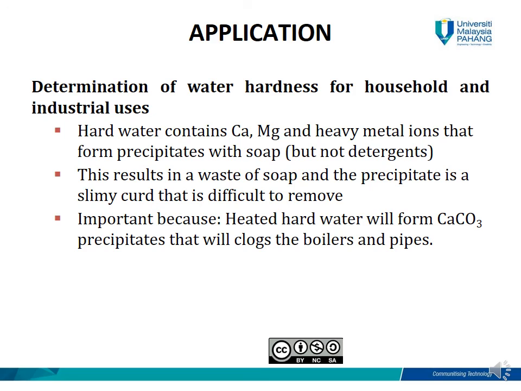This is very important because heated hard water will form calcium carbonate precipitate that will clog the boiler and pipes. So, in order to control the concentration of calcium, magnesium, and also the heavy metal ions, we need to use a very simple method such as complexometric titration, to avoid any problems in the distribution of water resources to households.